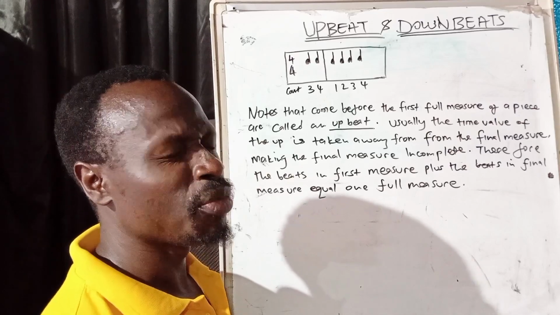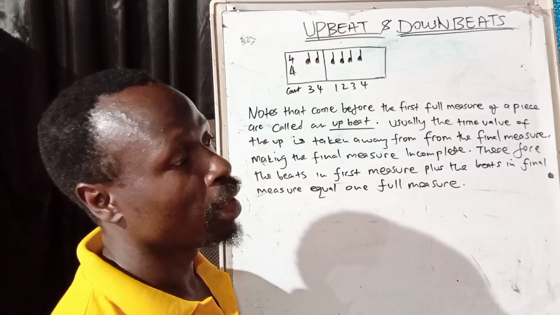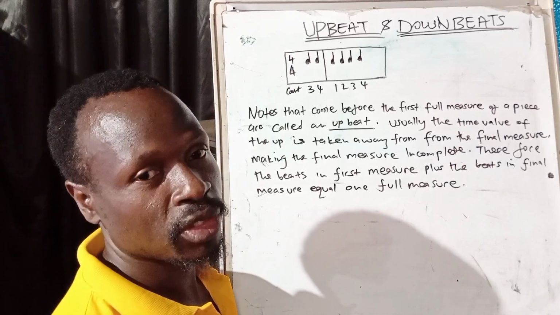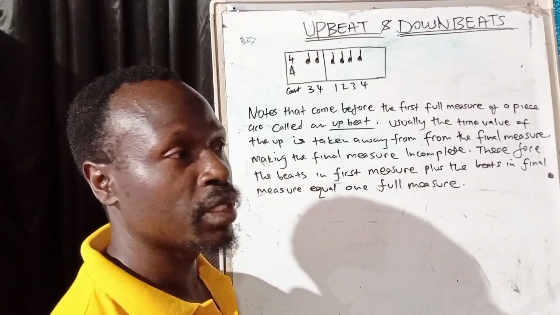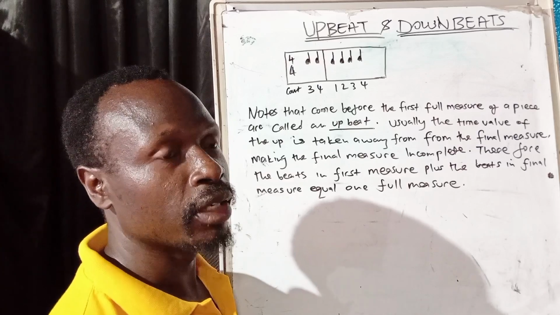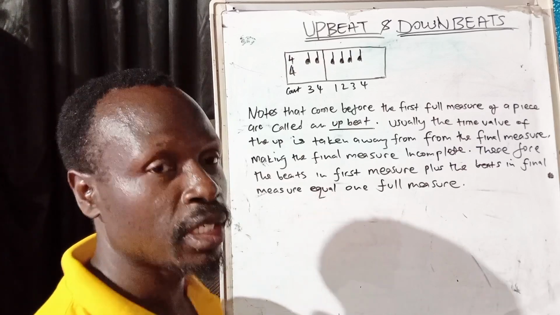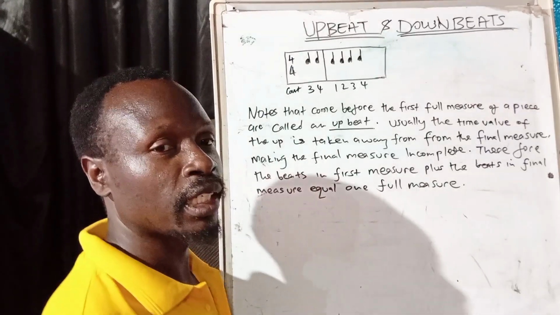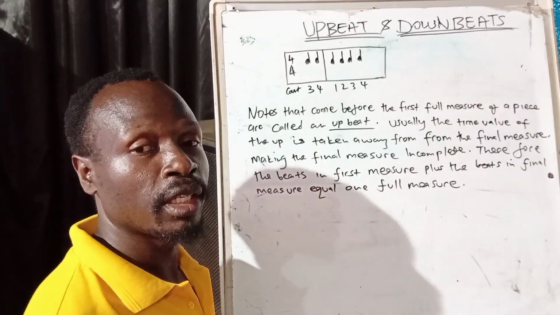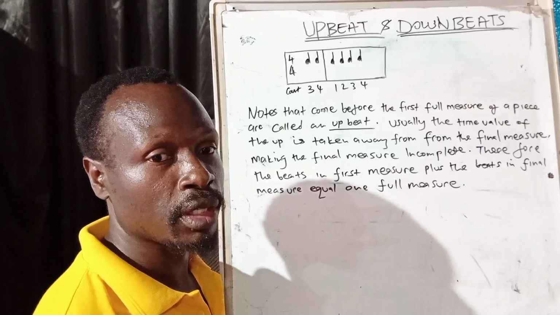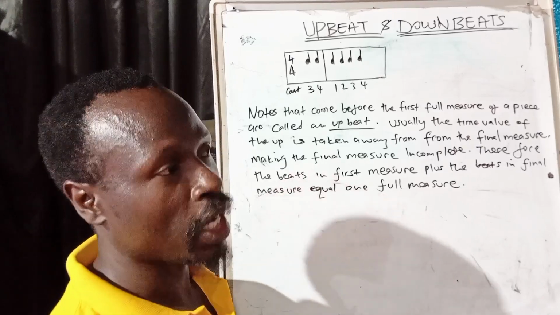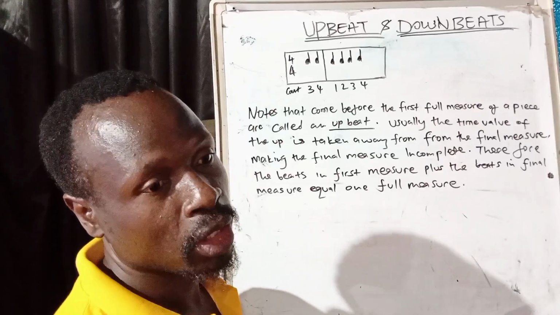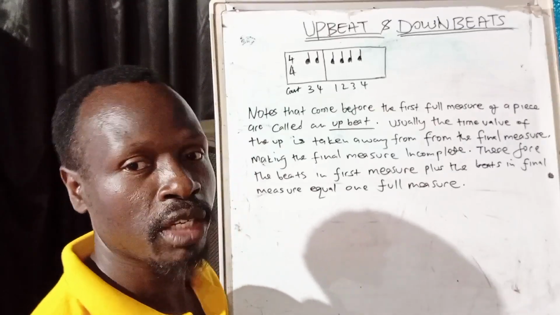Probably you've been hearing guys talk about upbeats. Professionals use terms such as upbeat and downbeat, and you don't know what they really mean as a beginner. So today I want to let you know what an upbeat is and what a downbeat is in music. It's very important for you as a player to know what they are. Why? Because you can use it in your head when you're creating music.